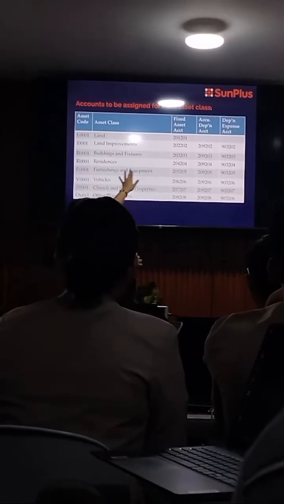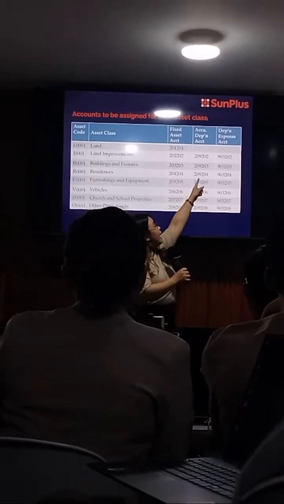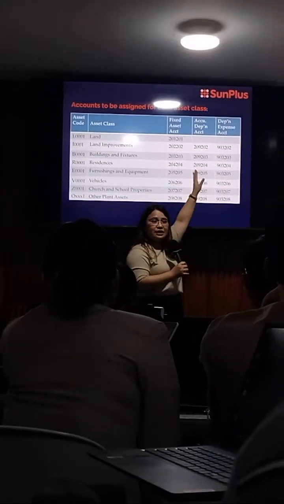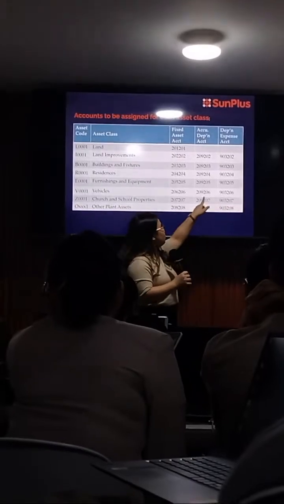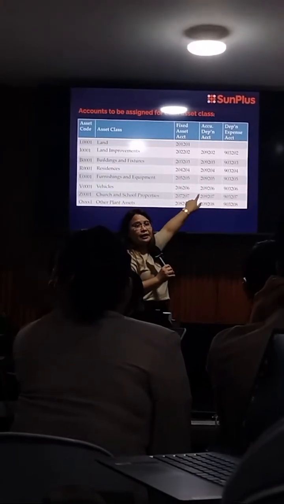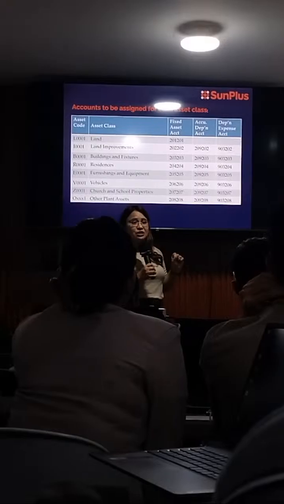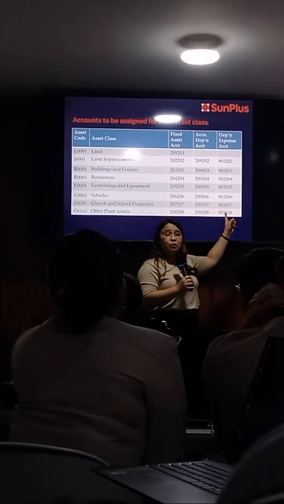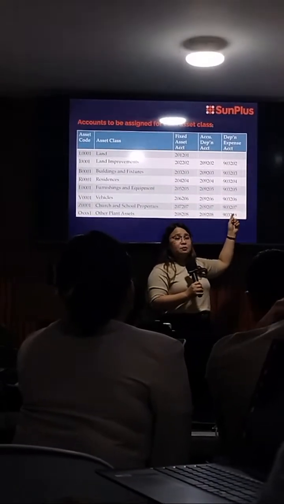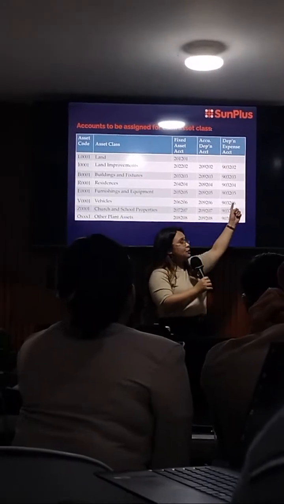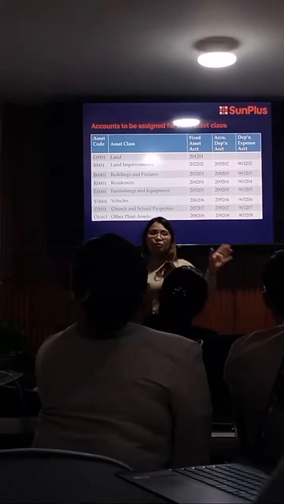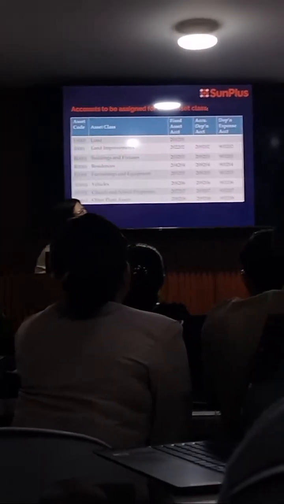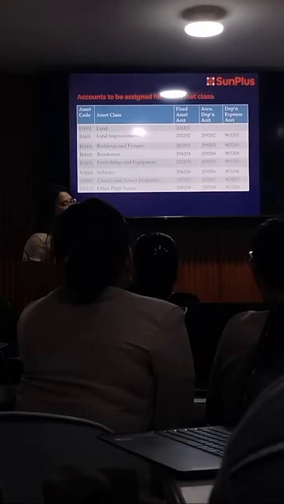Kung building 20320, again, accumulated depreciation account. Lahat ng 903, lahat depreciation expense. Dito na lang tayo sa last 3 digits to classify kung anong class ng asset. Okay.